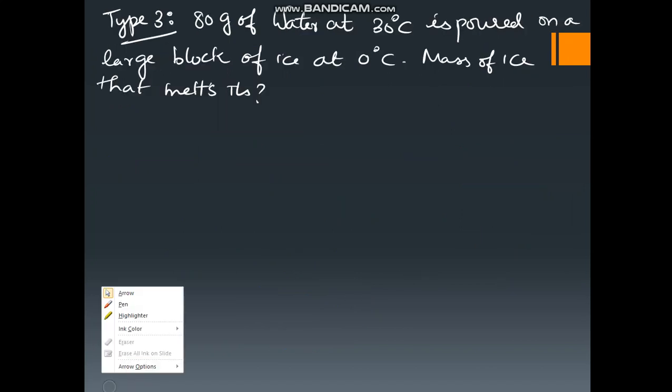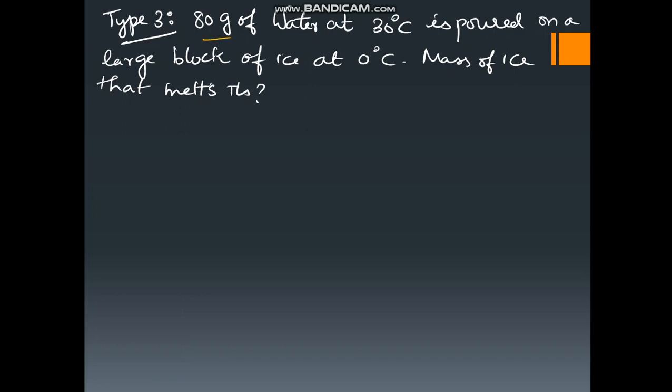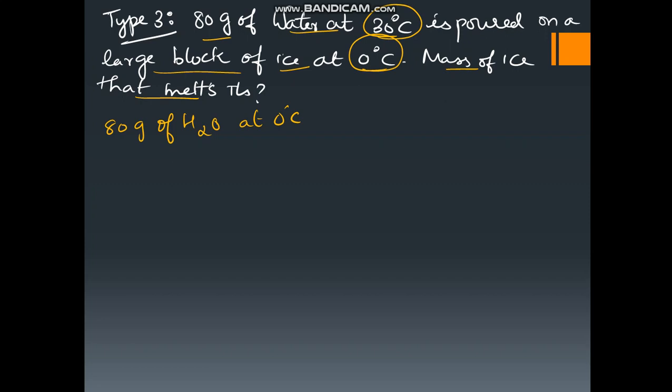Now let us see the third type of numerical. 80 gram of water at 30 degrees Celsius is poured on a large block of ice at 0 degrees Celsius. Mass of the ice that melts. Let us assume that large block of mass be m. So m gram of ice at 0 degree Celsius. So first convert it into water at 0 degrees. Okay, it is initially 30 degrees that we are converting into water at 0 degrees Celsius.